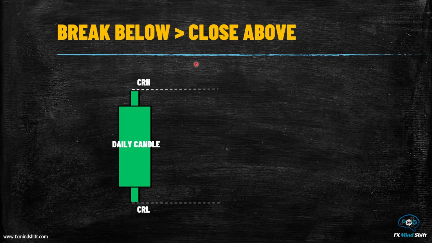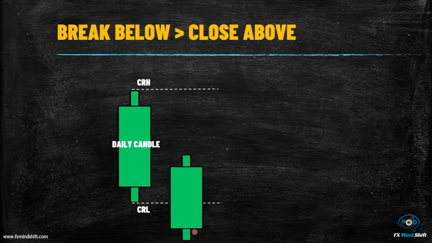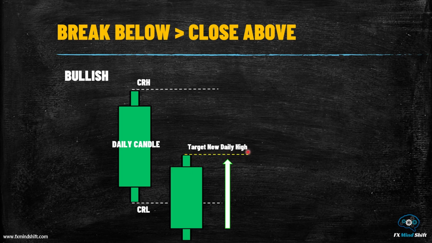Okay, and one more look at this last condition we have here, which is a break below and a close above. So we have the candle range low here, price goes below the candle range low, but then we close back inside the candle range low. This is going to be a bullish bias, okay? And again, we can target that new candle's daily high as the objective for the following day. So the next day we can be bullish and we could target the new daily highs as a target objective, because we have a bullish bias, right?